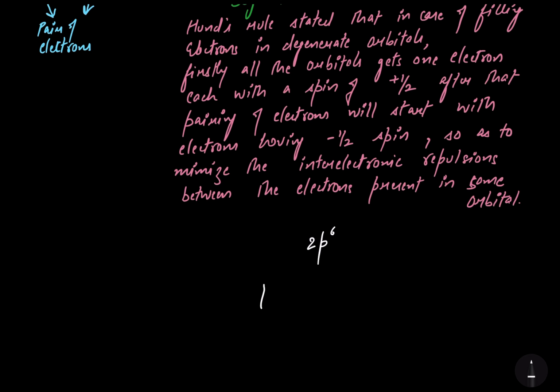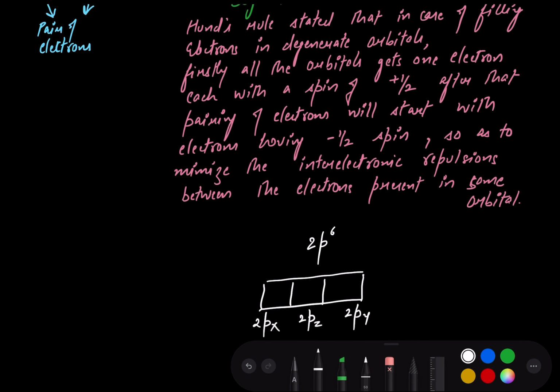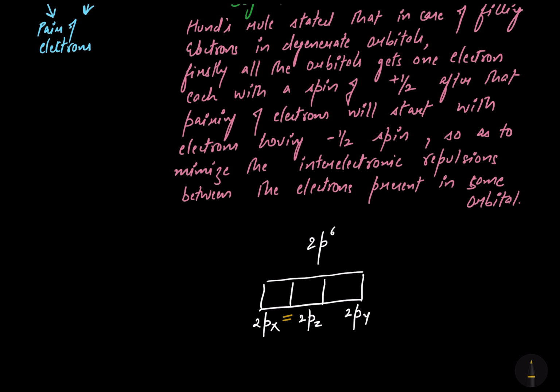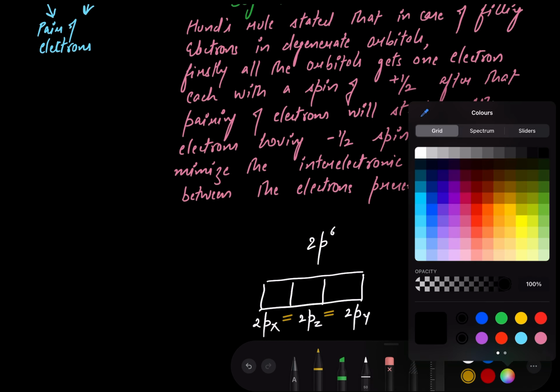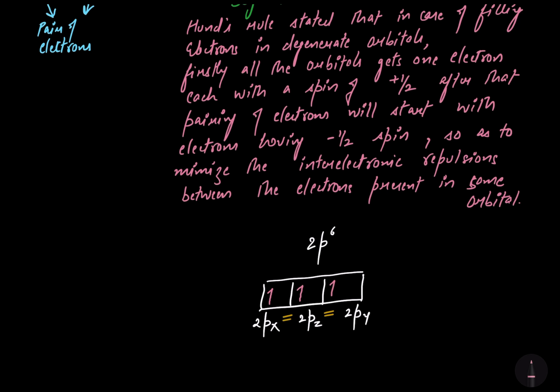So we have to take the three orbitals of 2p, and we know that these three orbitals are degenerate orbitals. That is, it is 2px, it's 2pz, it's 2py. Degenerate stands for the energy of 2px being equal to 2pz being equal to 2py. So how do we fill the electrons in the degenerate orbitals? According to Hund's rule, firstly we have to fill one electron each in all the orbitals with a spin of plus 1/2. So we got the 3 electrons. Now we are left with 3 electrons, because we have to fill 6 electrons.